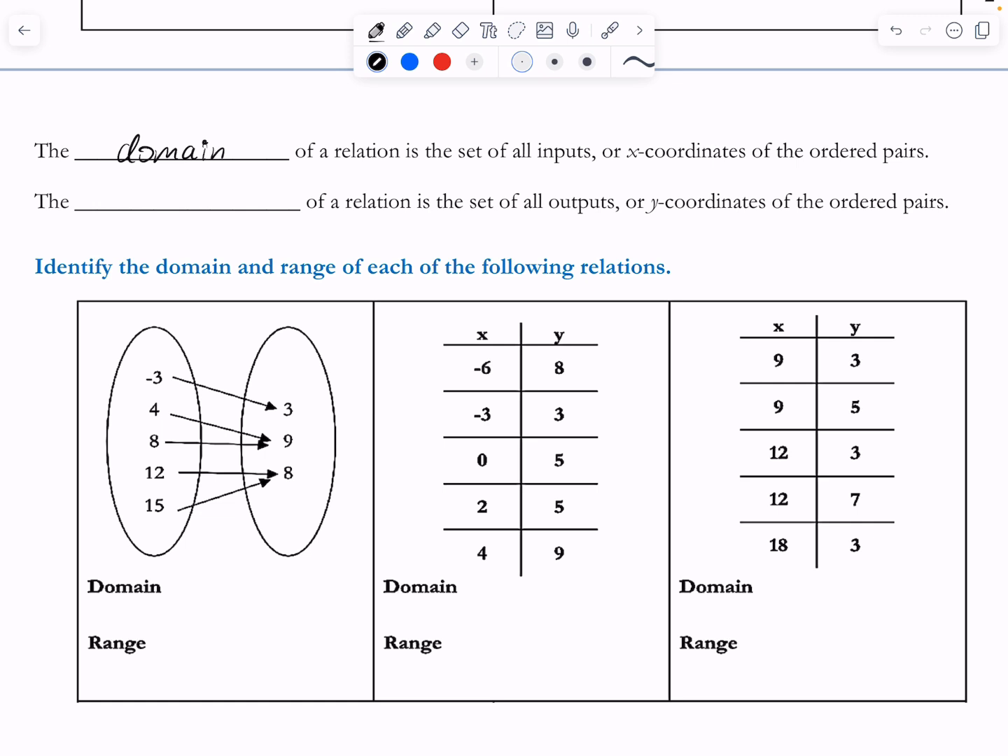Some of these we already did. All of them we already did. And we had one relation. And so we will still have the domain even if it is a relation. And same thing with the range. You can have it for a function or a relation. It's the set of all outputs or y values.